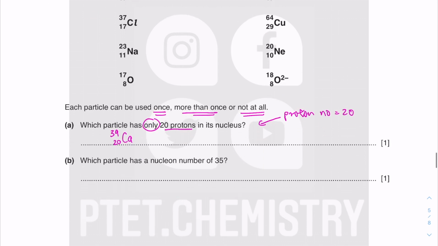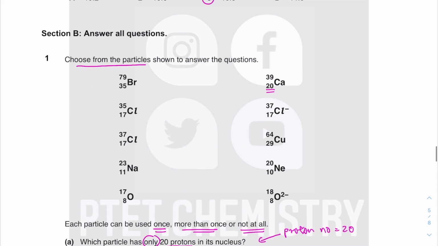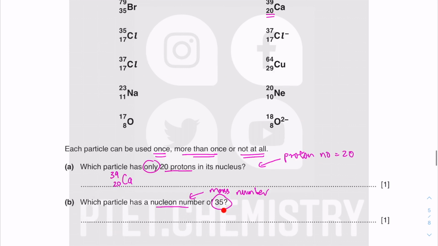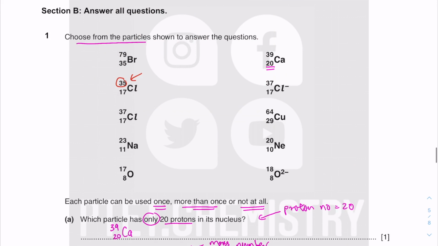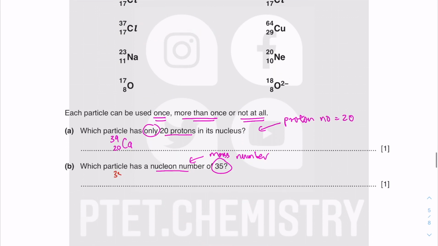Which particle has a nucleon number 35? Nucleon number is the mass number. So when written out in such a representation or expression, the mass number is the one on top, okay, unlike the one on your periodic table. 35. So I'm looking for the number on top, which is 35. Well, there is one. I wonder if there's another one. Nope, that's the only one. So 35, 17, and it's chlorine. So this is chlorine 35, this is calcium 39.